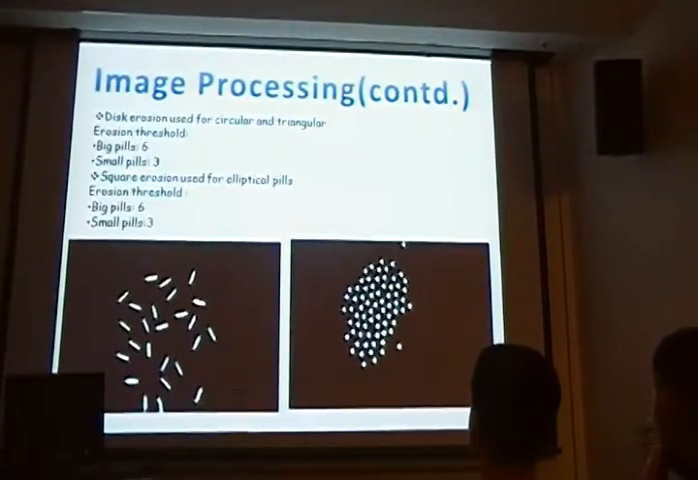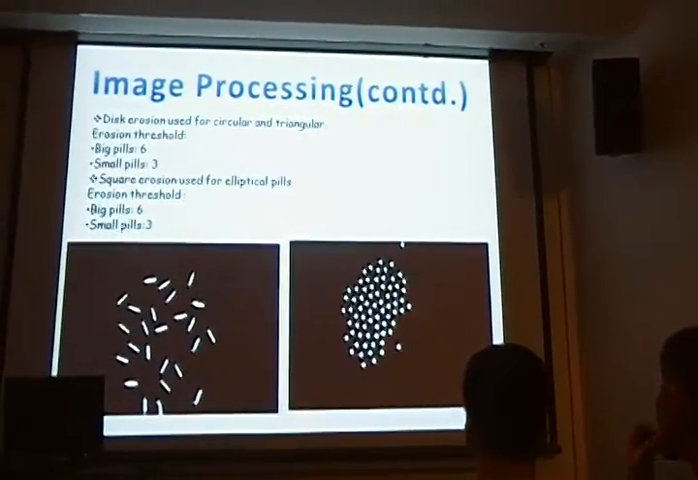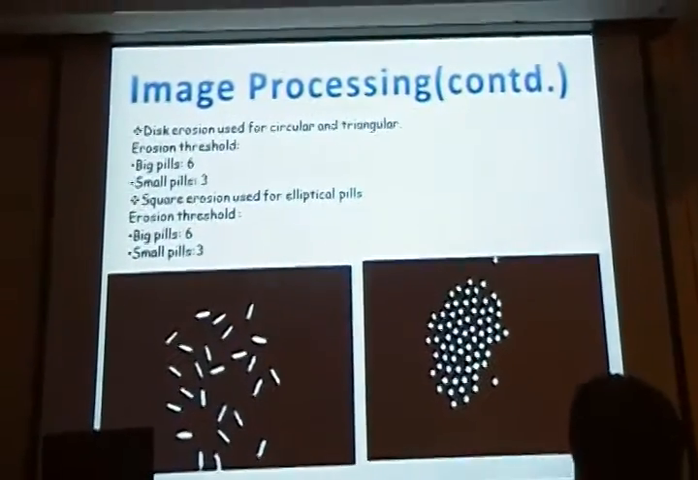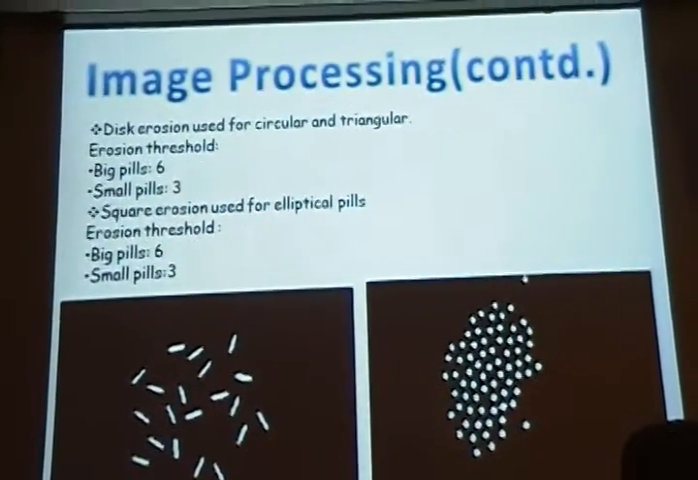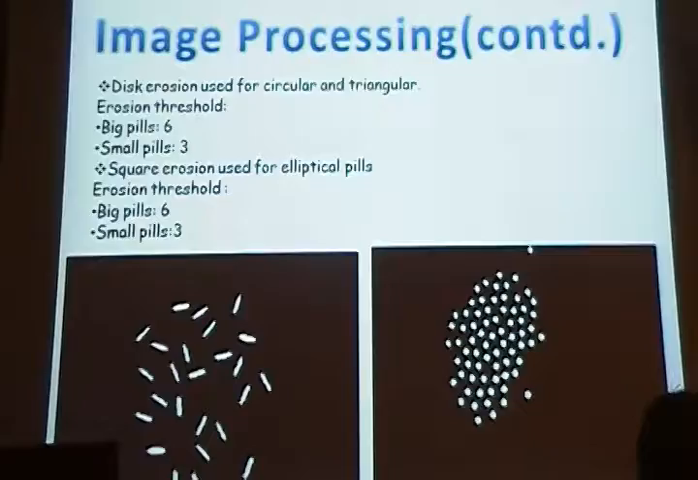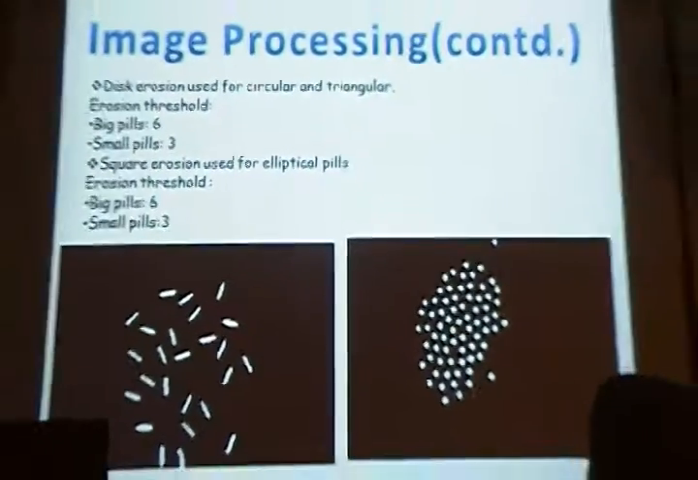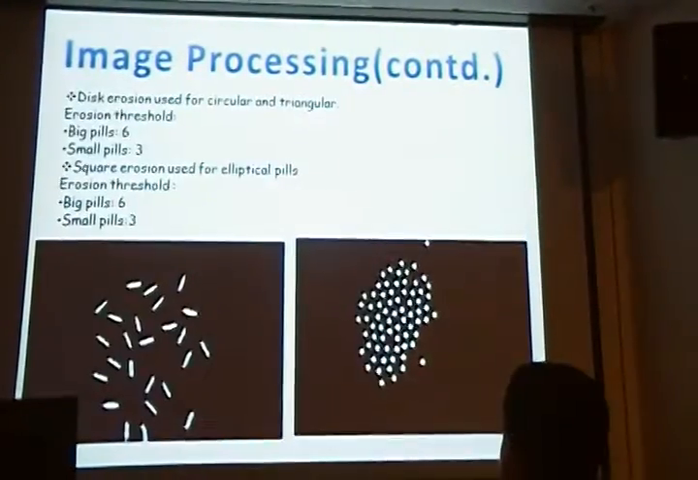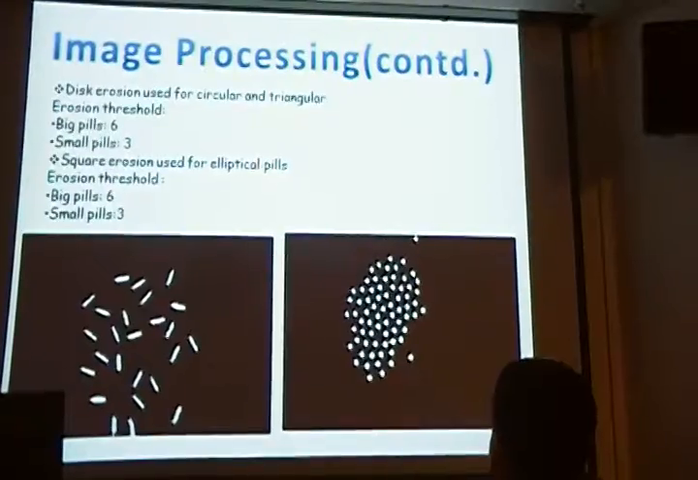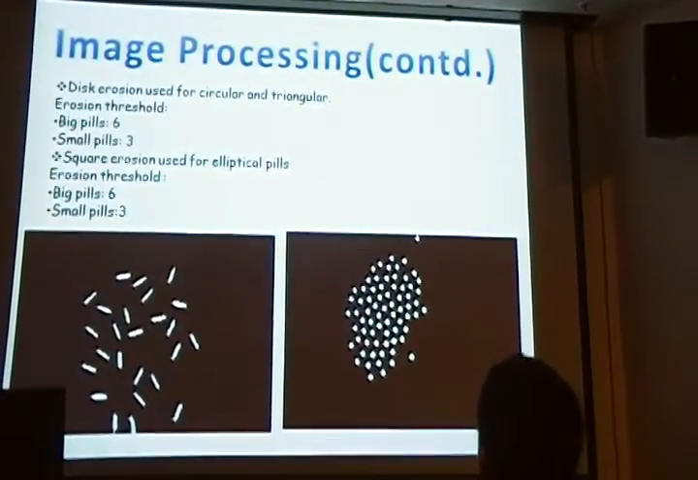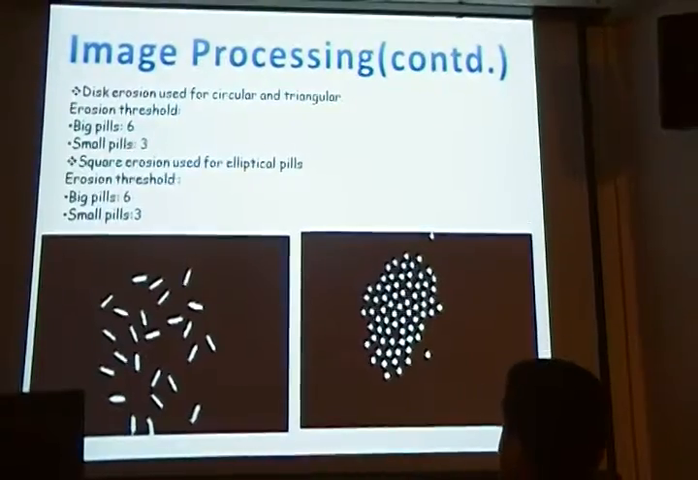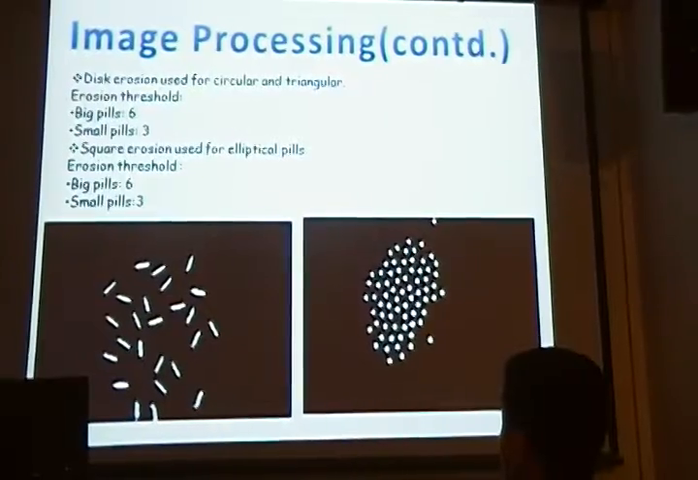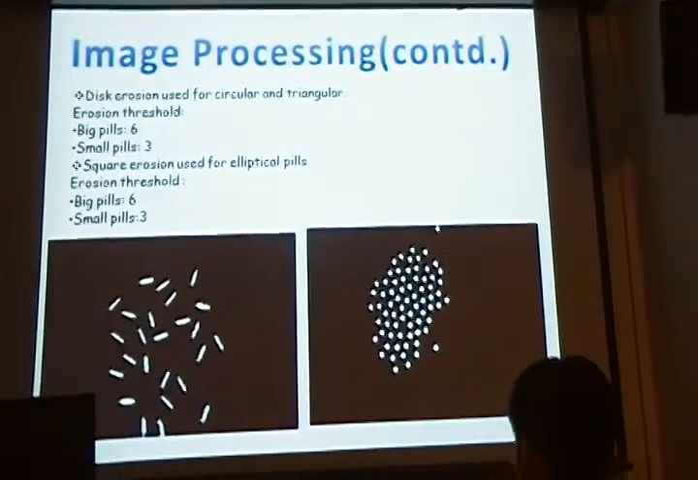And then we use commands provided by MATLAB, erosion, which allows the circular pills to erode from the boundary towards the center in a circular way, and the elliptical pills erode from the boundary towards the center in a squarish way. This is where we set the threshold. For bigger pills, through many tests, we found the threshold was 6. For smaller pills, the threshold was 3. The reason why we use erosion is to detach any initially attached pills.